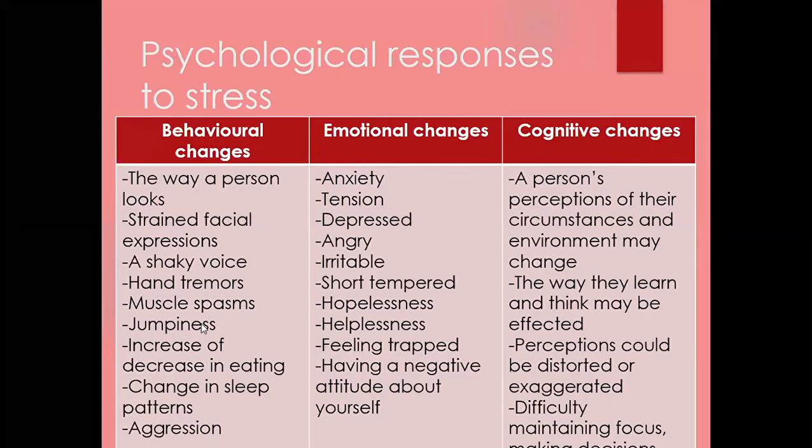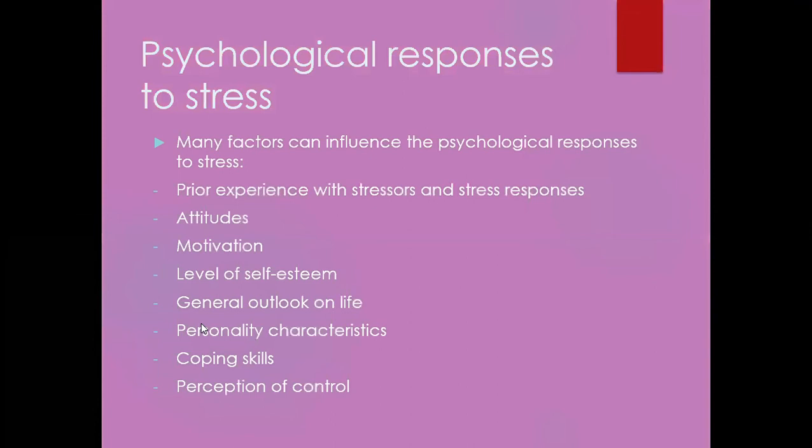So there are behavioral changes, emotional changes, and cognitive changes. Behavioral, the way a person looks: strained facial expression, shaky voice, muscle spasm. Emotional: anxiety, tension, anger. Cognitive: you cannot think well, your perception is distorted. You cannot answer, it's very difficult for you. So you have different psychological responses.